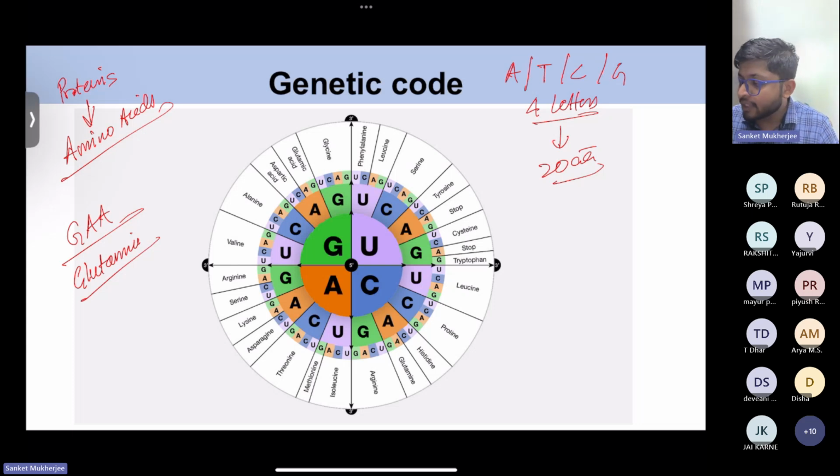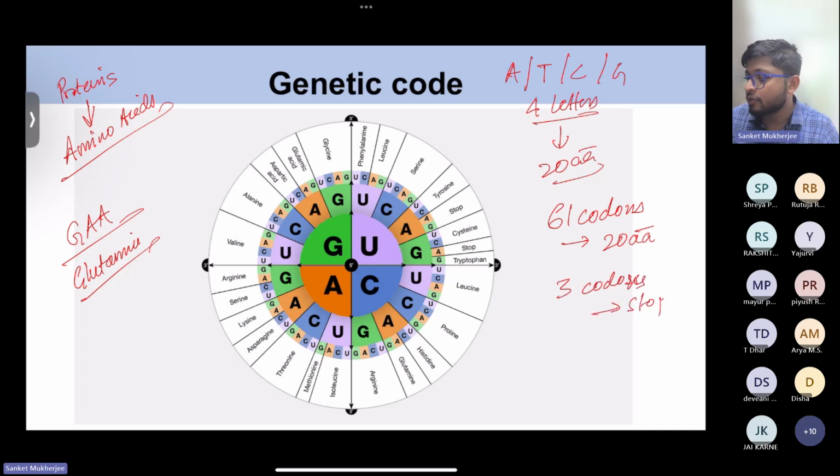Another thing we see from this table is that 61 codons code for 20 amino acids, and the remaining 3 codons are stop codons. These are UGA, UAA and UAG. These 3 are the stop codons. If these codons are encountered, then no further amino acid is synthesized.